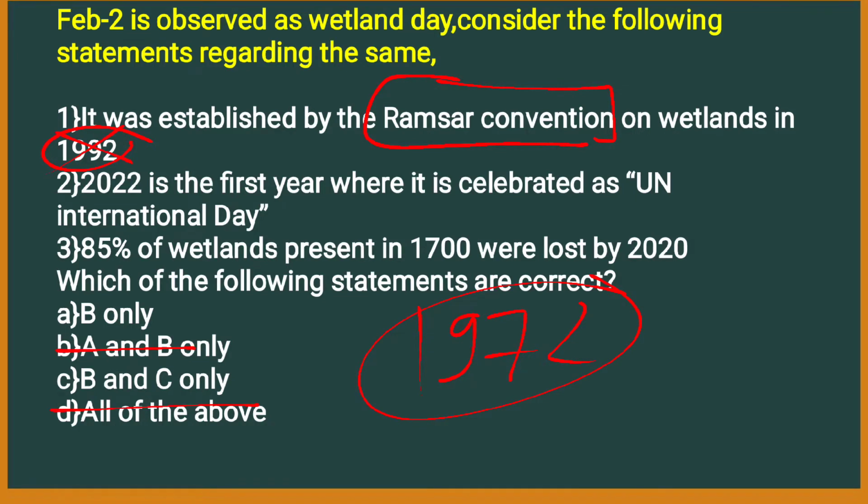See, both options are eliminated. Now the remaining are B only and B and C only. The third statement says that 85% of wetlands present in 1700 were lost by 2020. See, 1700 and 2020, it's a huge gap, right? Of course, it was lost in the 2000s itself, not in 2020, and it is a fact you need to remember that it was in 2000 that 85% of wetlands were lost when compared to 1700, right?